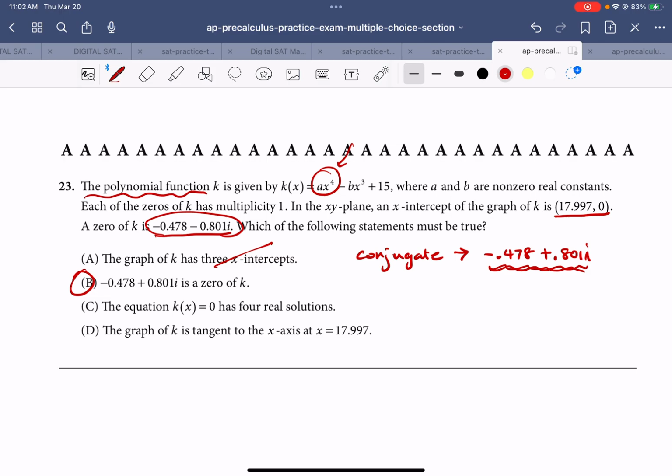Now, k equals 0 has 4 real solutions. You know that's not true. And then, that there is a tangent at this point, that one is not clear since we don't know the exact function. The graph has a tangent line at 17.997. Well, we are not sure about that. So the answer should be B.